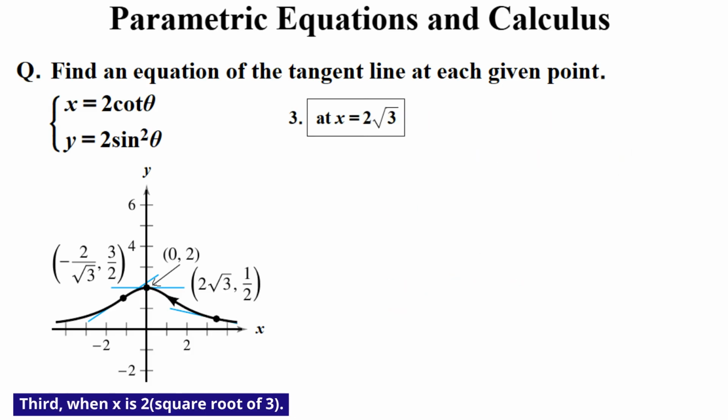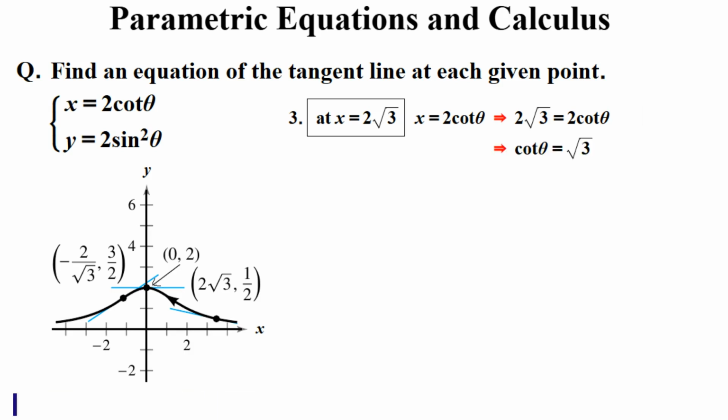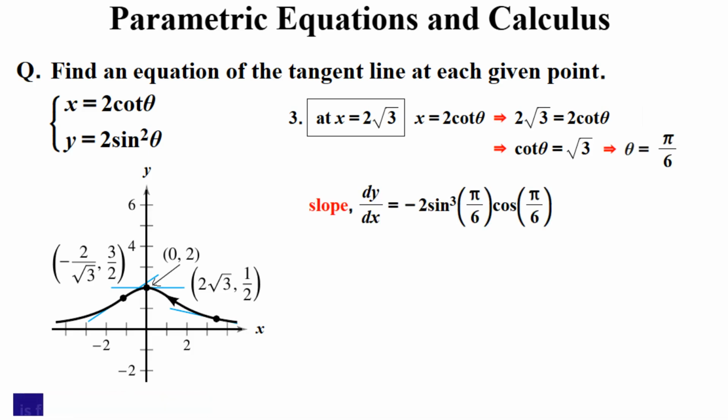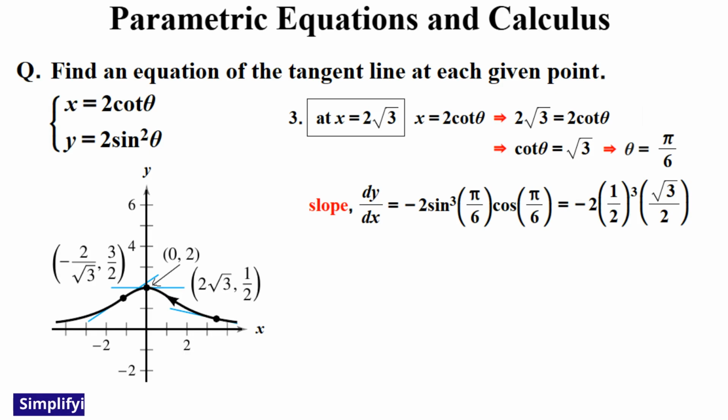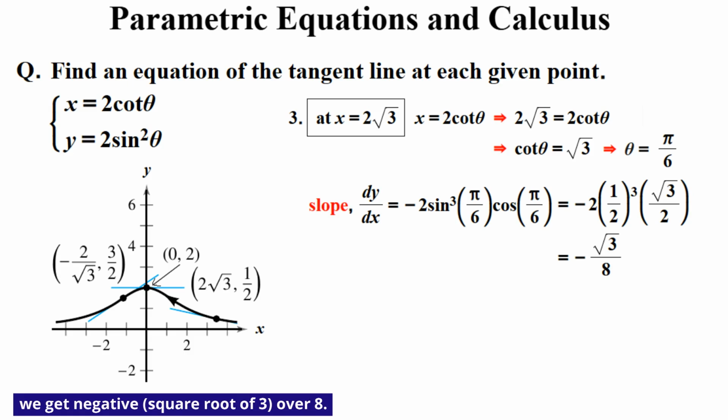Third, when x is 2 square root of 3, we need to find the angle theta by substituting the given value and simplifying for the cotangent. We find that it is 30 degrees. The slope of the tangent is found by substituting the radian value of 30 degrees for theta. Simplifying, we get negative square root of 3 over 8.